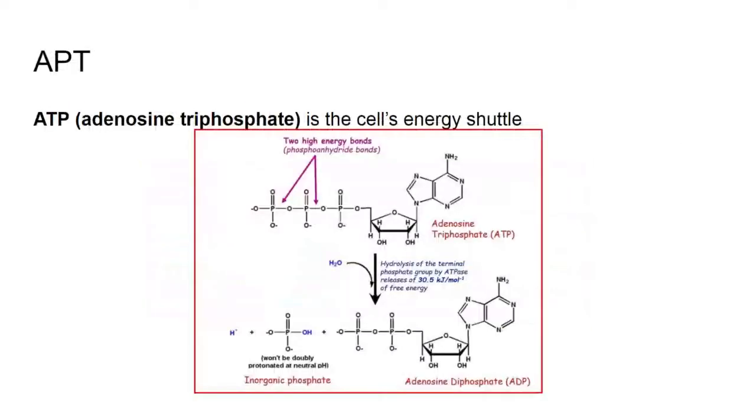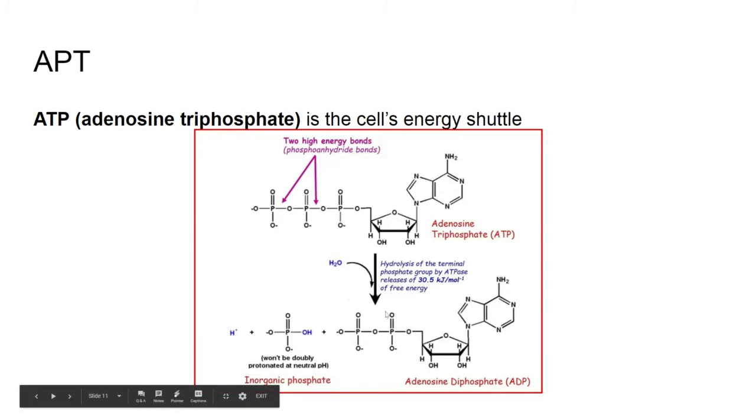So ATP. ATP is adenosine triphosphate, and it's the cell's energy shuttle. It's made of adenine, a ribose sugar, and three phosphates. We can hydrolyze ATP by using water to make adenosine diphosphate, which is ADP. We do this by breaking off one of the phosphate groups and adding an OH to it, which makes an inorganic phosphate.